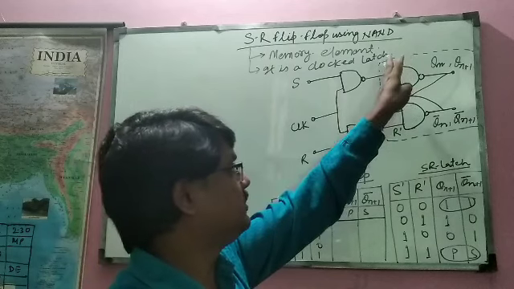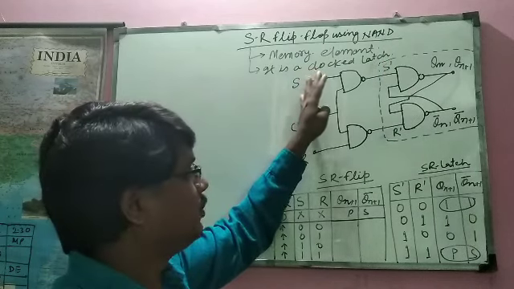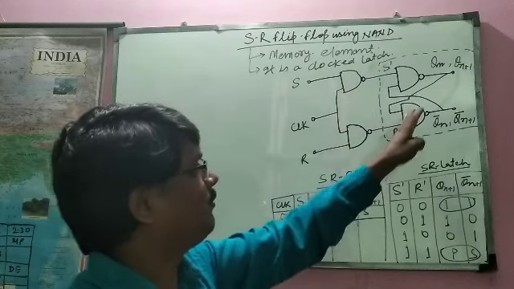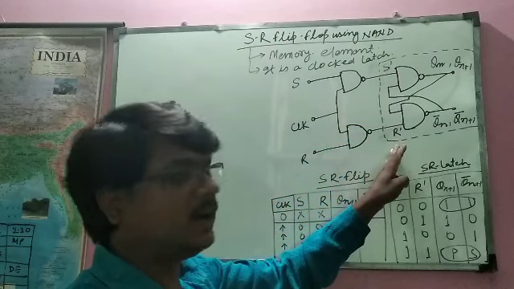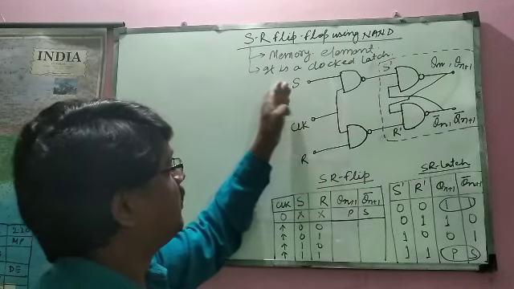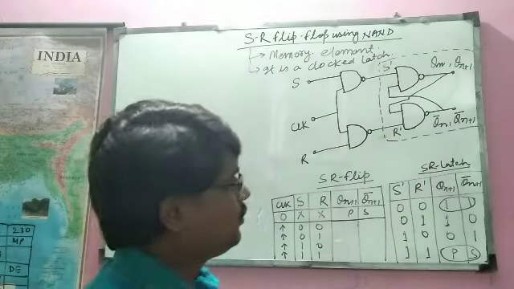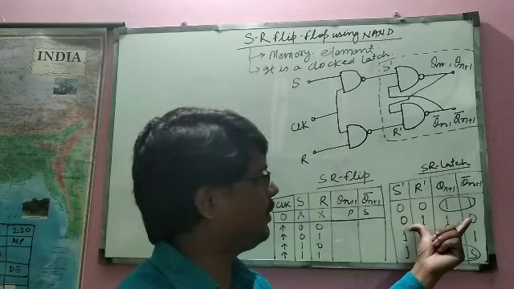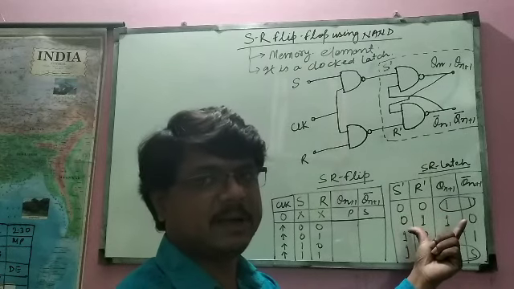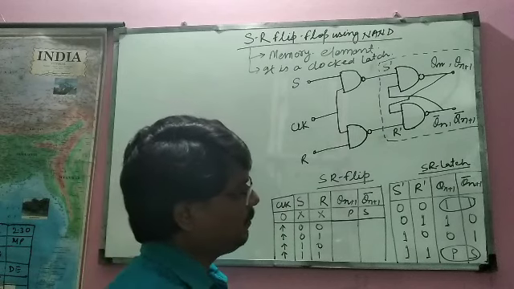So this is S prime or S dash and this is S. The inputs of this SR latch are S dash and R dash, and the inputs of this flip flop are S and R. This is the truth table of the SR latch we saw in the previous class. So what was that?